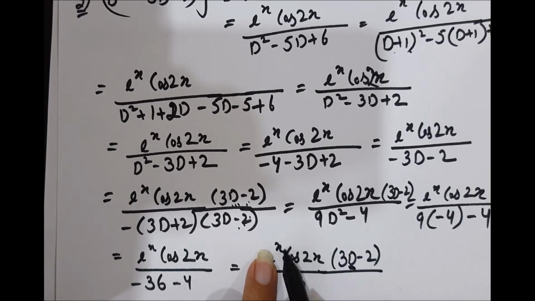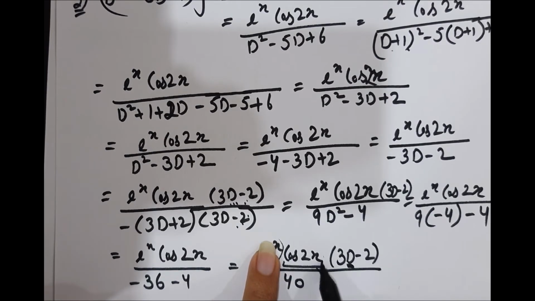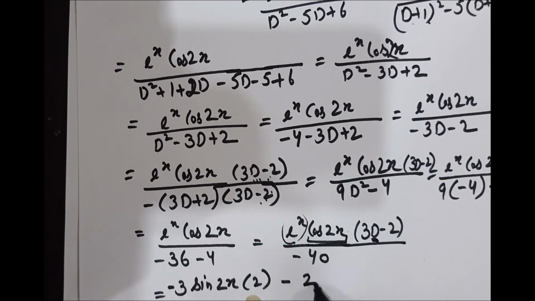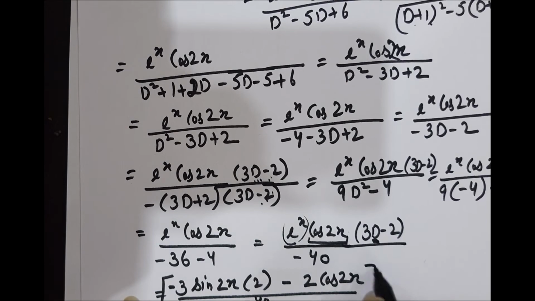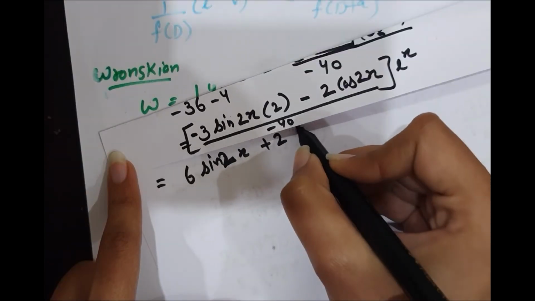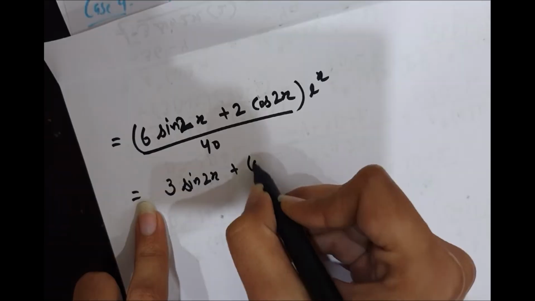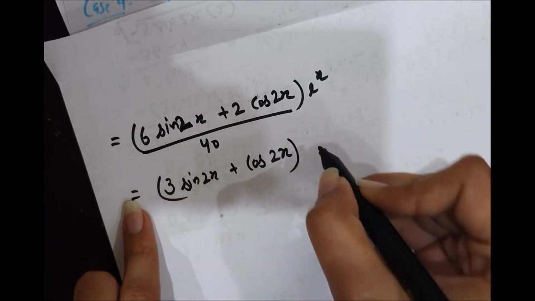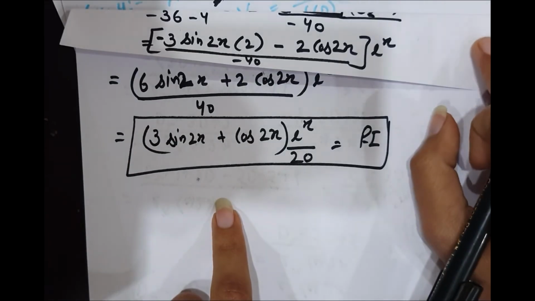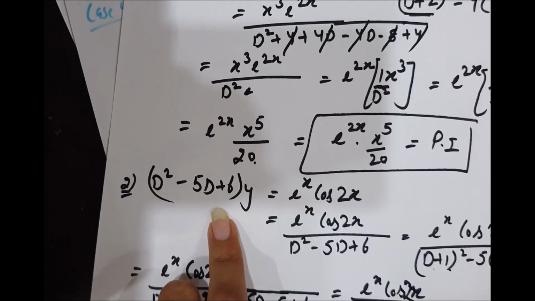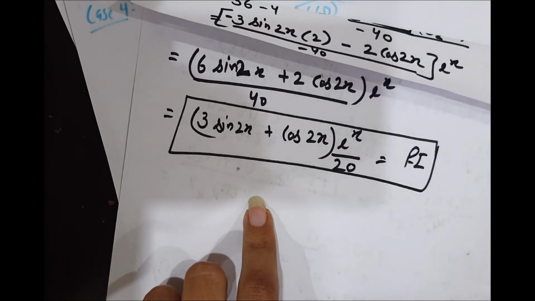Because of this D we have to differentiate it. As I told you many times, we are done with this part. Now we just need to differentiate this. It will come out to be... now the particular solution comes out to be this. Solve the complementary function on your own, and add that complementary function and the particular integral to form the complete solution.